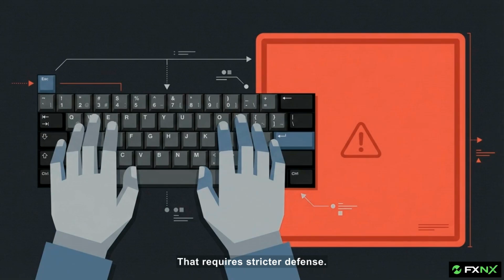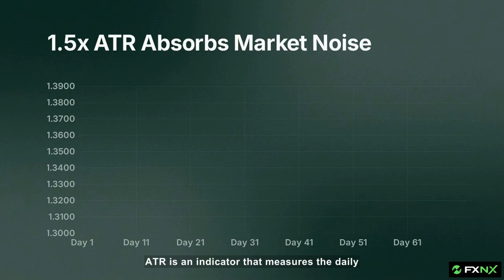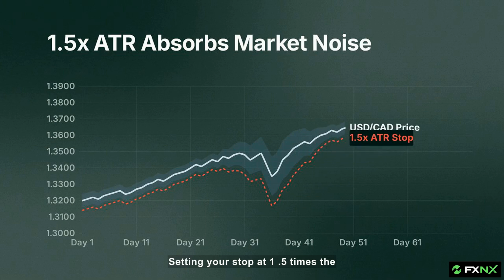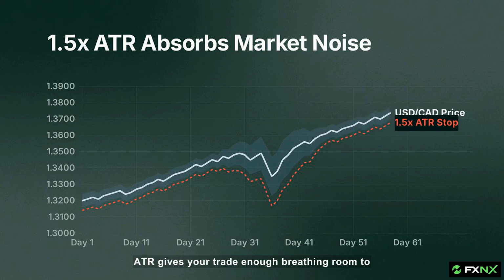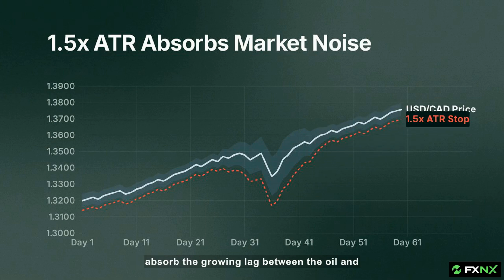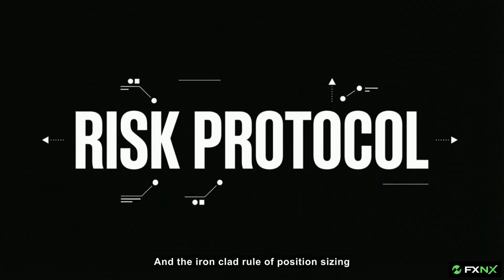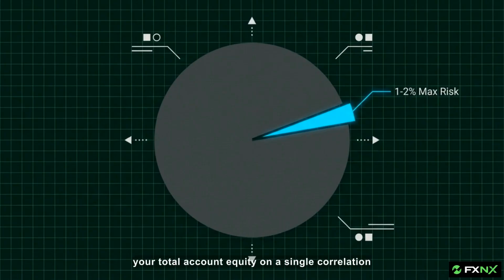That requires stricter defense. When you enter these trades, you must use an average true range, or ATR, stop-loss strategy. ATR is an indicator that measures the daily volatility of an asset. Setting your stop at 1.5 times the ATR gives your trade enough breathing room to absorb the growing lag between the oil and Forex markets. And the ironclad rule of position sizing applies. Never risk more than 1 to 2% of your total account equity on a single correlation setup.